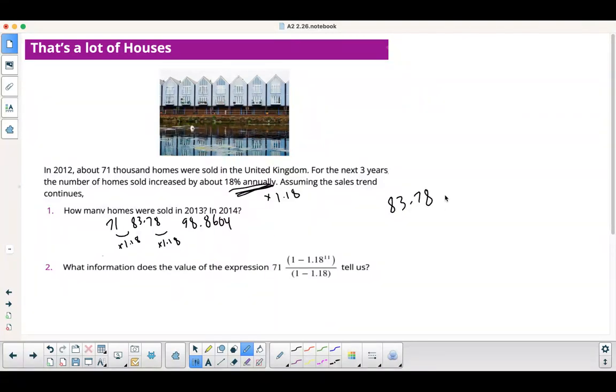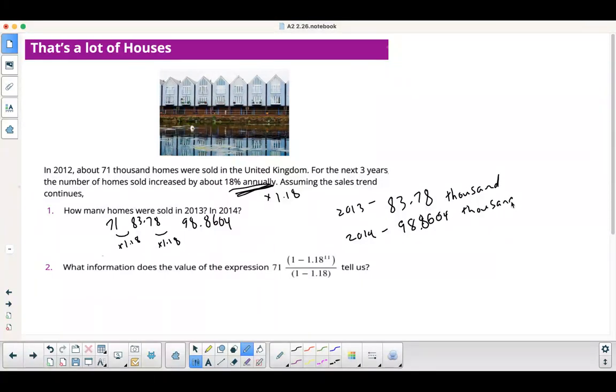So my answer here would be 83.78 thousand, and that's 2013. And for 2014, 98.8604 thousand.